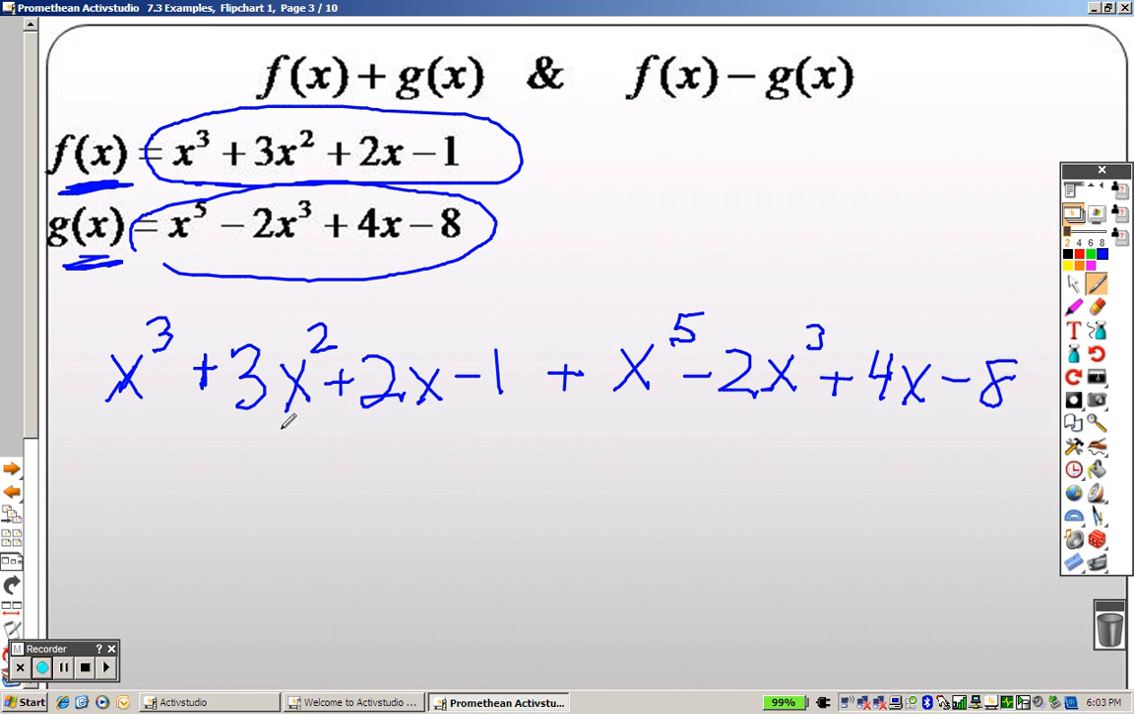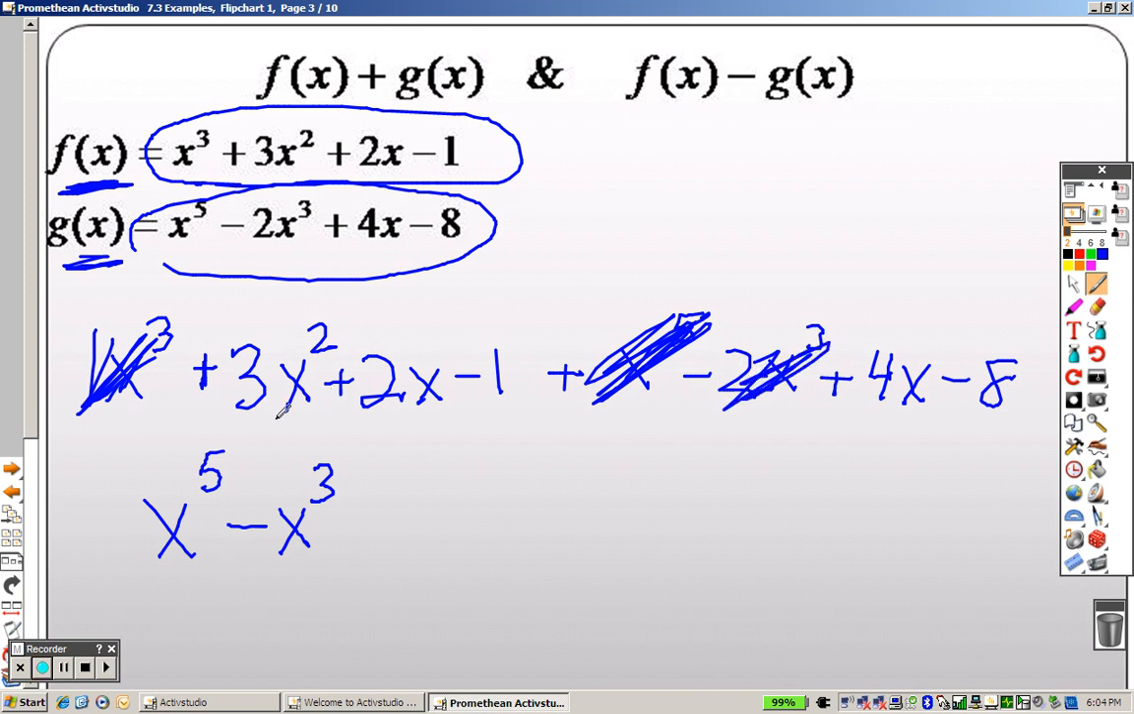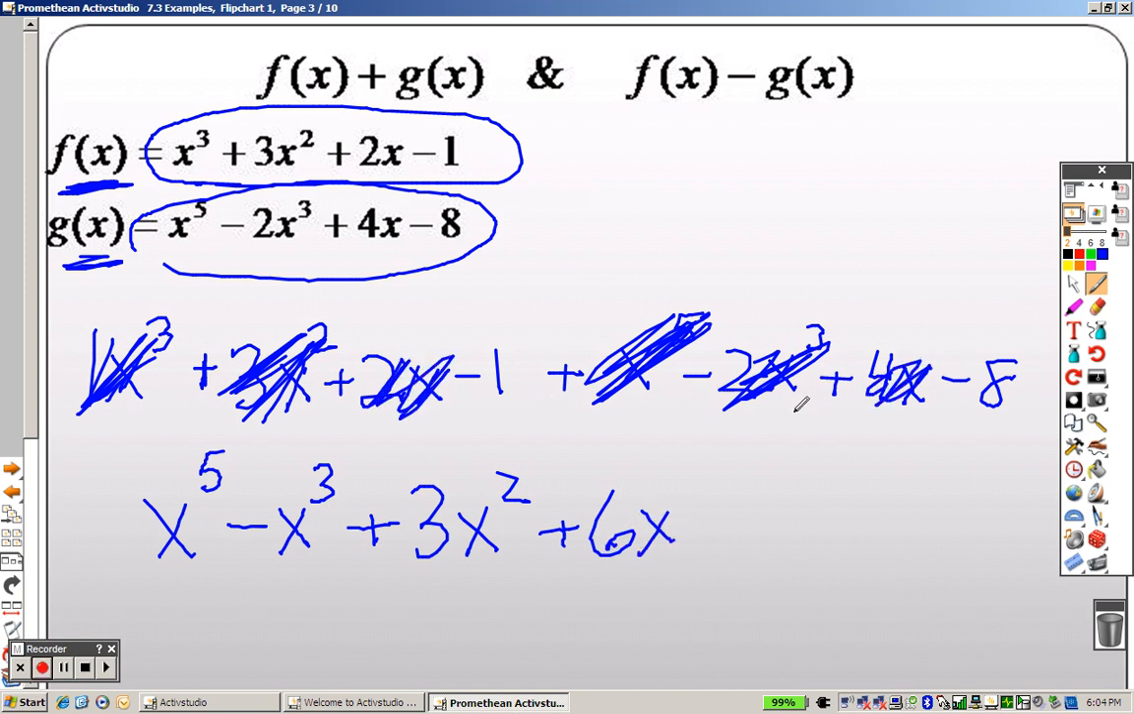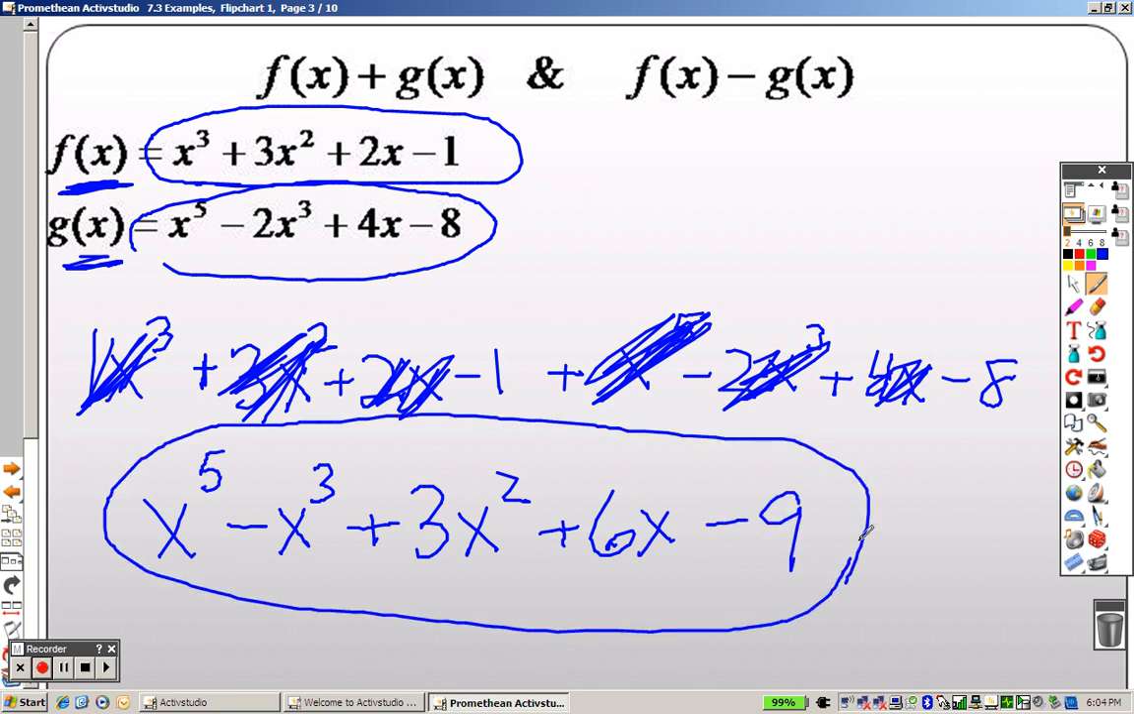Just add everything together. I have an x to the fifth power. There's no other x's to the fifth power. I have 1x cubed and negative 2x's cubed, so I have a negative x cubed. No other x's cubed, so they're gone. I have an x squared, but no other x's squared, so that's it there. I have 2x's and 4x's, so I have 6x's. And I have a negative 1 and a negative 8, which is negative 9. So there's your answer when you add them together. Okay, you just take them and add them together. We've done that before. No big deal.